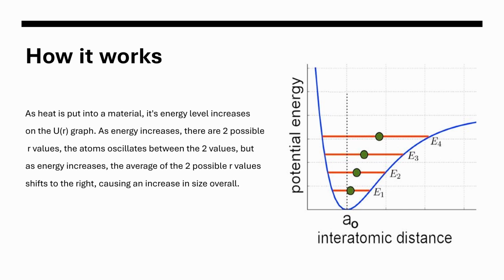You can kind of see what I'm talking about on this potential energy as a function of interatomic distance curve over here. This would be the minimum of potential energy, and as you add energy, you can see that there are 2 points where the interatomic distance can equal that energy. So the atoms oscillate between these 2 points, and as you get more and more energy, you can see that the average is shifting to the right more and more.